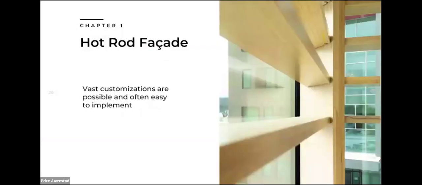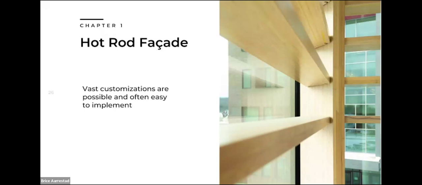So what I like to do is I like to call it the hot rod facade. Thinking of a hot rod, you take a standard vehicle and you switch out the tires, you put in a flashy spoiler, you add some paint, you make it a hot rod. This is a system that allows you to do very similar things. So vast customizations are possible and often easy to implement.